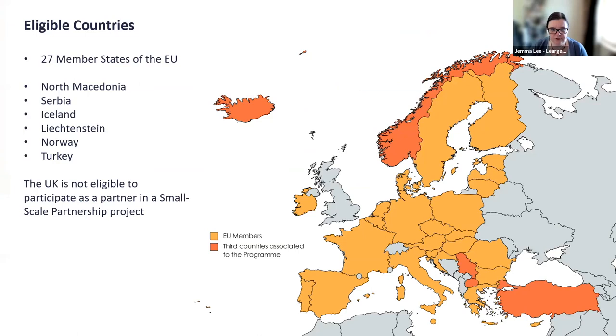Oh, I actually did have all the countries up. Okay, excellent. I'd forgotten I had this slide coming up. So there we go. It's the 27 member states of the EU. And along with that, you have North Macedonia, Serbia, Iceland, Liechtenstein, Norway, and Turkey. And I did make a note there to say that the UK is unfortunately not eligible to participate. I know a lot of people prior to Brexit would have had very good partnerships with organisations in the UK, but unfortunately we can't work with them anymore for the small scale projects. But you still have 33 countries there to choose from. So I think there's plenty of options, and there's plenty of amazing work happening around Europe that you could work with.